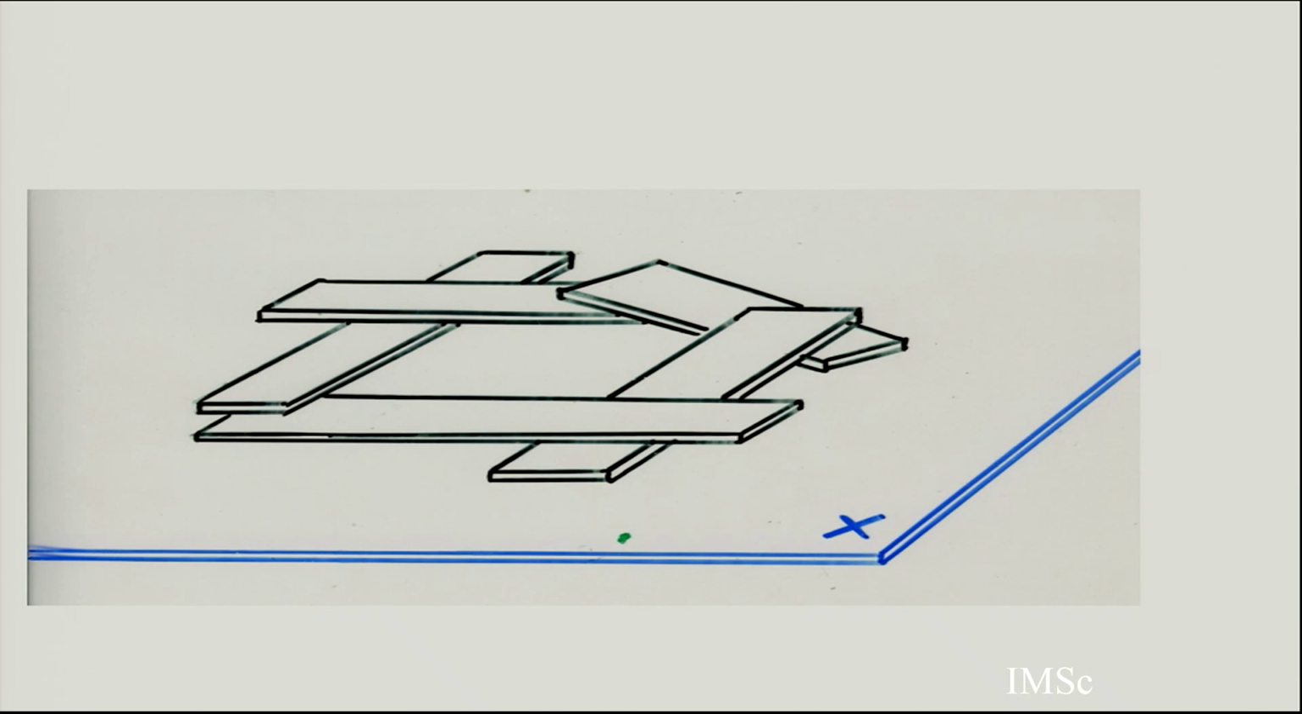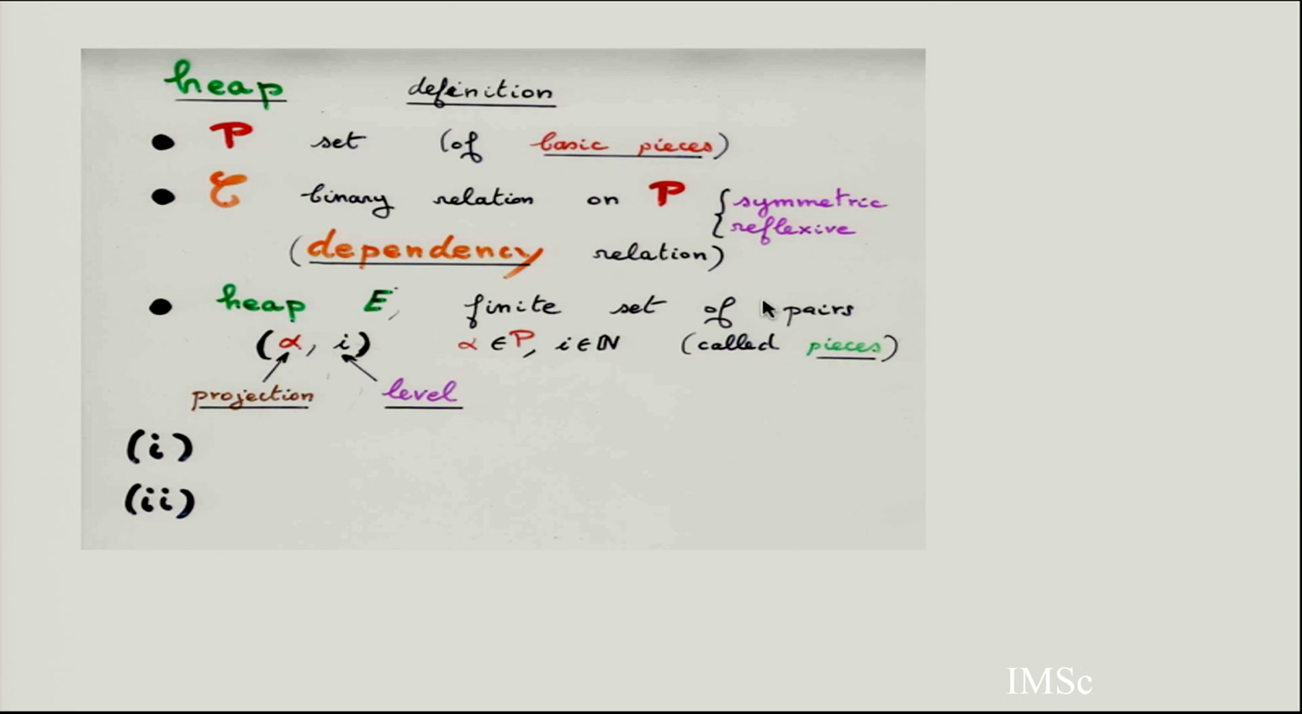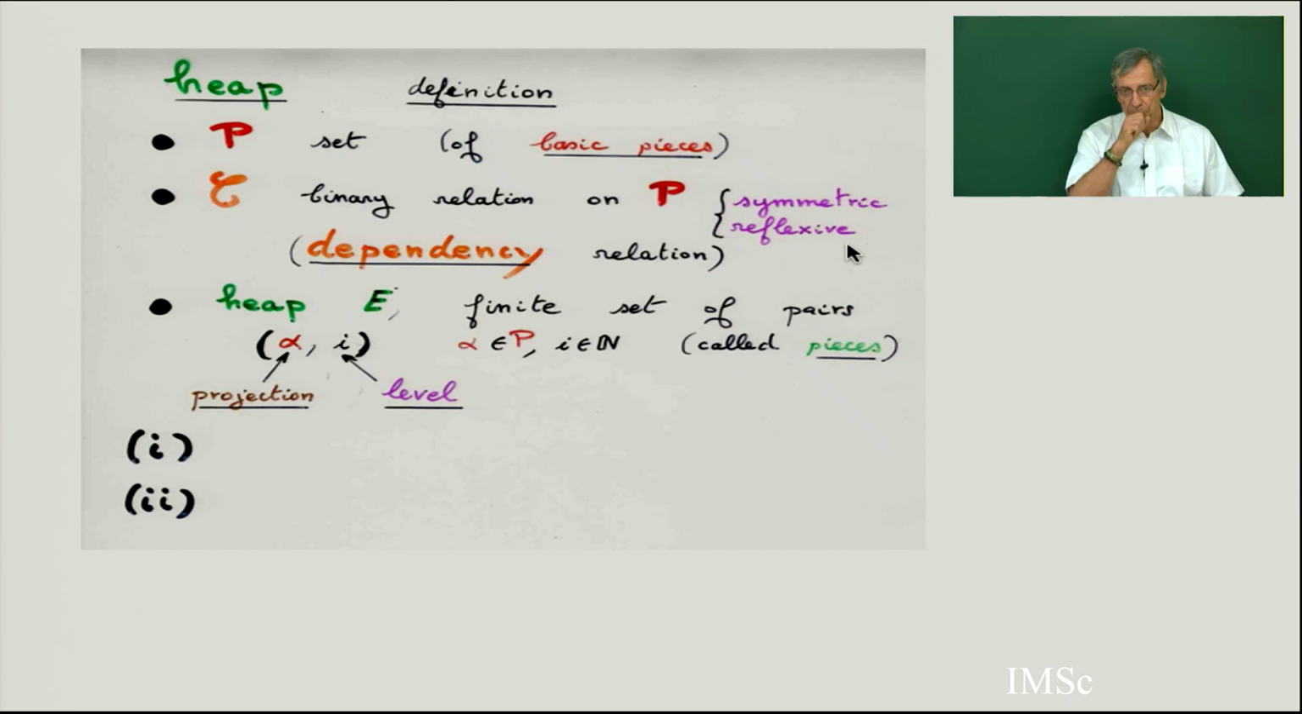Now here is the formal, mathematical definition. There are different definitions. I will give the first definition. In the next lecture, there will be another, equivalent definition, but one possible definition is this one. So for a heap, you have a set P. P is a set of basic pieces. It's a certain set. In my example, it was the dimers on the floor, two consecutive cells of the chessboard.